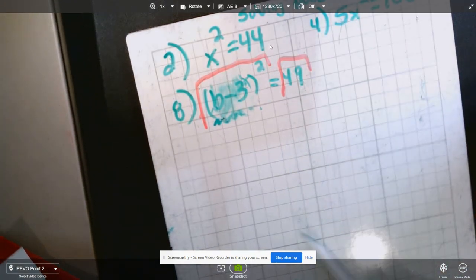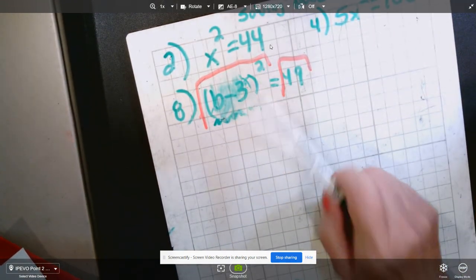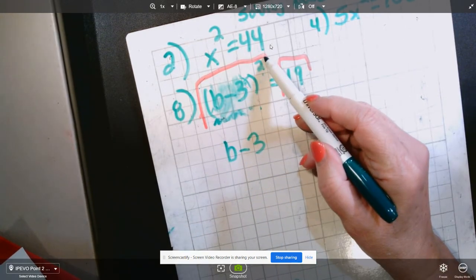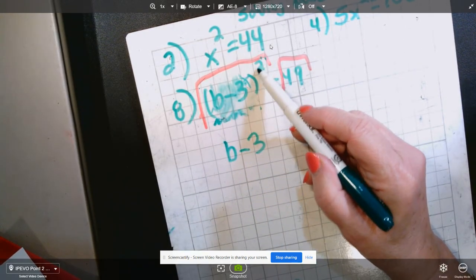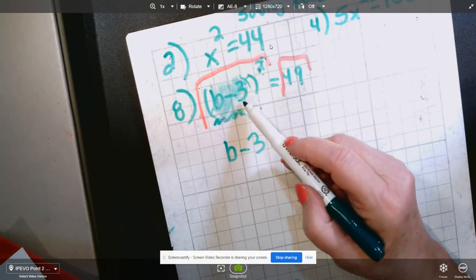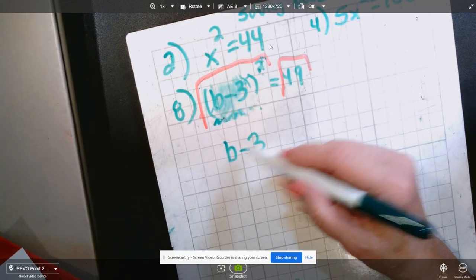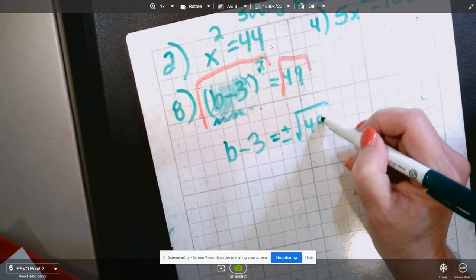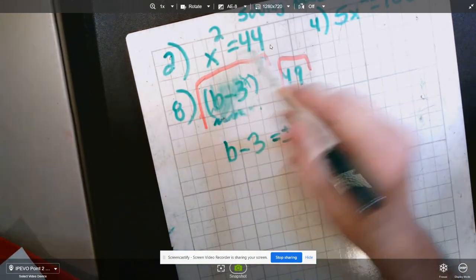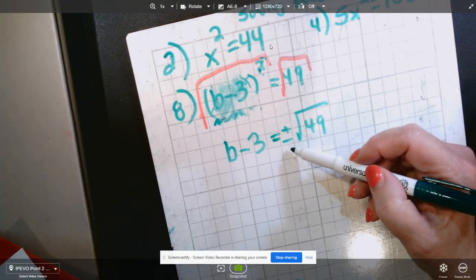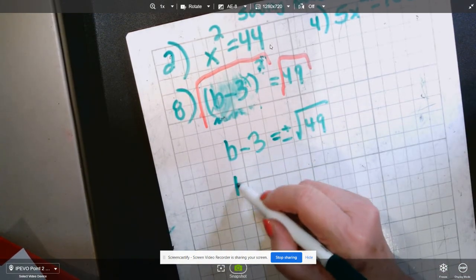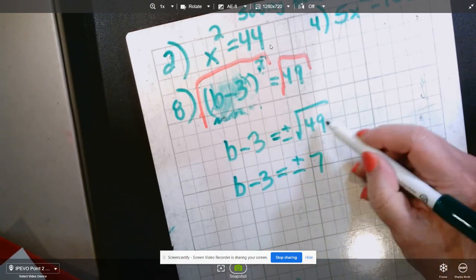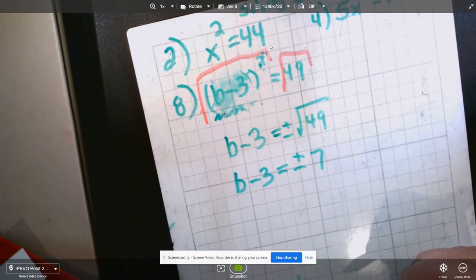And the square root of b minus 3 squared is simply b minus 3. Anytime you square and square root something, it's as if those two things kind of cancel each other out, and I'm left with b minus 3. So I have b minus 3, but now this is going to equal plus or minus the square root of 49, because again, if I'm the one taking the square root, I have to have a plus or minus here. So b minus 3 is going to equal plus or minus 7, because the square root of 49 is 7.